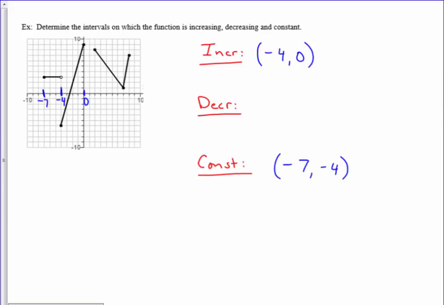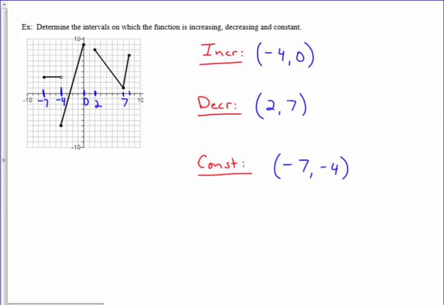Use parentheses around those. Alright, looks like we've excluded some x values. Our next x value starts at 2 and then goes to 2, 3, 4, 5, 6, 7. And so from 2 to 7, our function appears to be decreasing. So we'd have an open interval from 2 to 7.